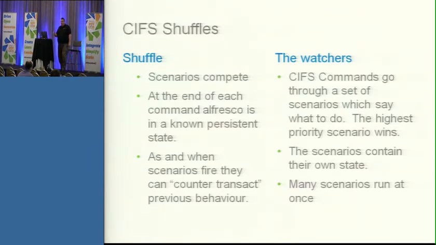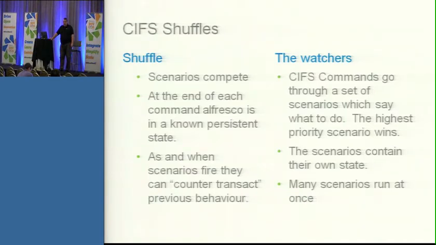So when a particular operation happens over CIFS, you're not quite sure what's going to happen in future. The scenarios may be interested as time goes on and more operations are done. They may become more interested in what's going on, or they might say no, I'm not interested, this scenario wasn't for me. So the idea is that at the end of each command that's come through CIFS, Alfresco is in a known and persistent state. So if the server was to crash at that point, you're fine. You're in a known persistent state. When it comes back up, you haven't lost any data.